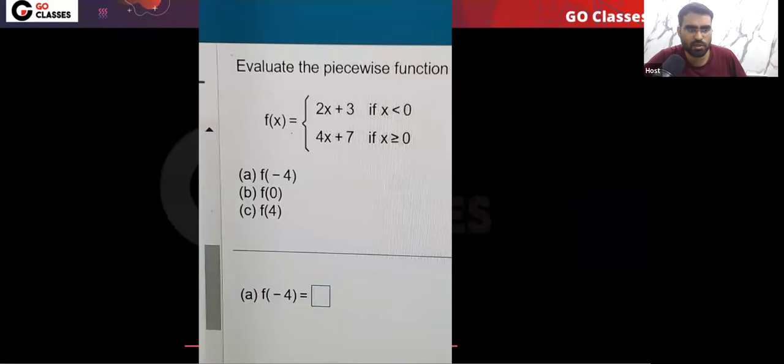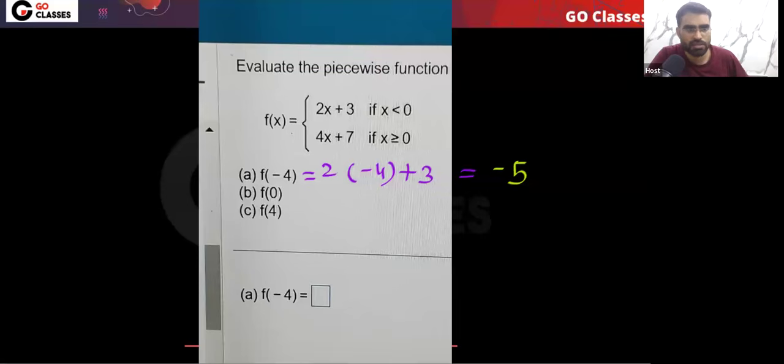Tell me the answer for this question. Evaluate the piecewise function f(x) equal to: when input is less than 0, the output is 2x plus 3. When input is greater than or equal to 0, output is 4x plus 7. So in this question, what will be f of minus 4? For f of minus 4, input is less than 0. So the output will be 2 multiplied by minus 4 plus 3. And that value is basically minus 5.